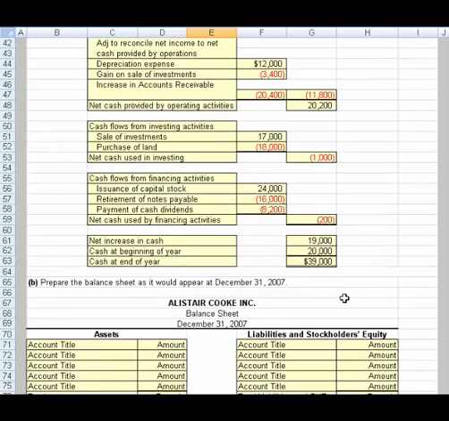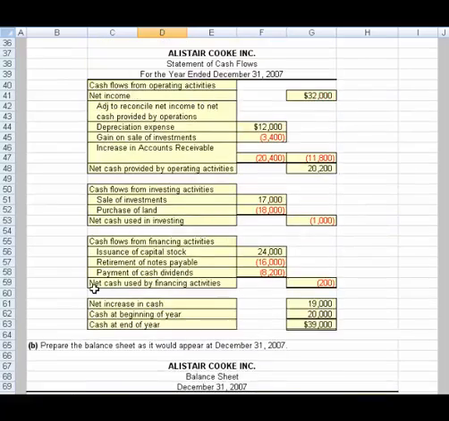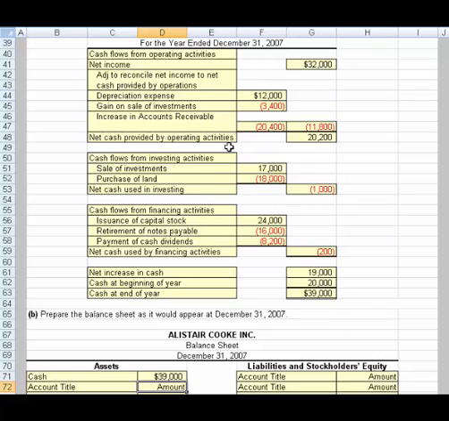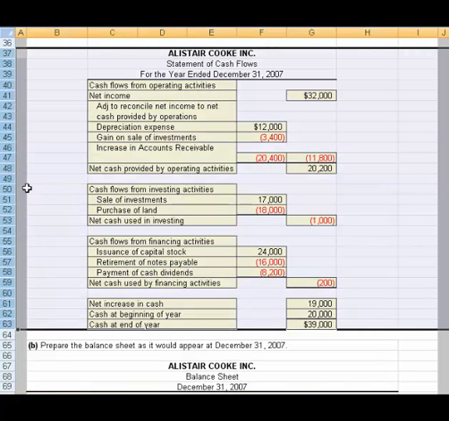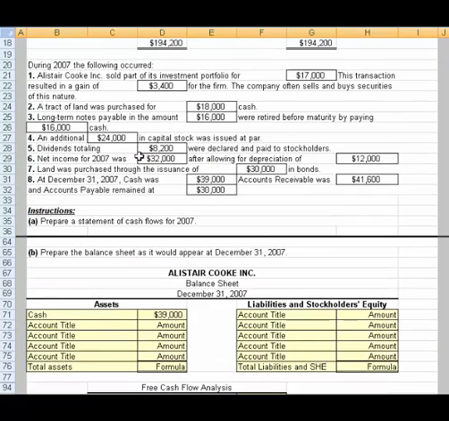Okay, then they've asked us to put together the balance sheet at the end. All right, well, from above we already know that cash was $39,000. So let me grab the cash. Okay, then I'll slide back down. It might make sense at this point to hide this. Let me do that. Give us some real estate. Yeah, now we get a little bit more room to work.